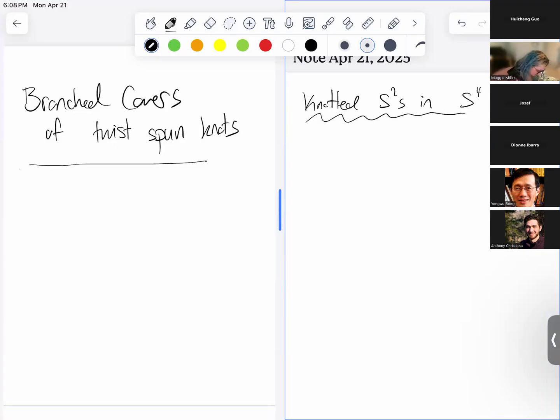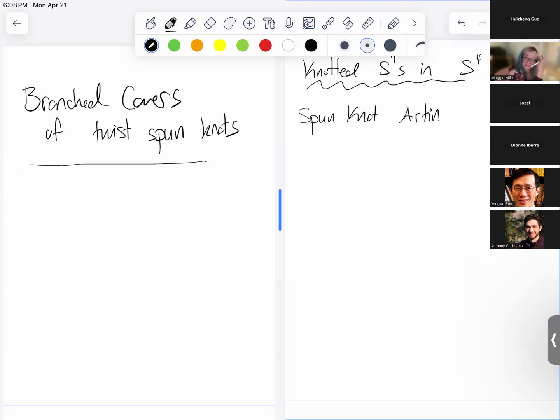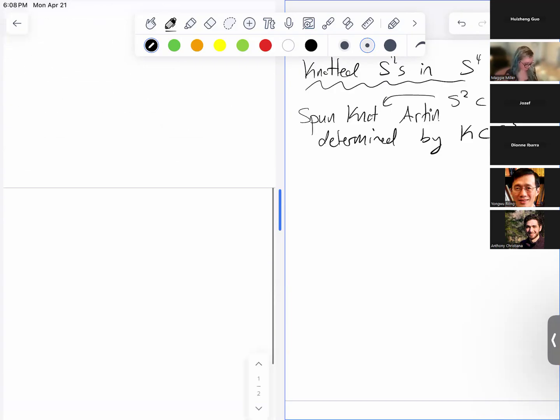Okay. So the most classical version of a knotted two-sphere in S4 is what's called a spun knot. This is due to Artin. I forgot to check the decade, but old, I don't know, 1940s, something like that. So here is the data that we need to specify: a classical knot. So this is determined by a knot K in S3, but our spun knot is going to be a knot S2 in S4. Okay. So here's a schematic for what a spun knot looks like.